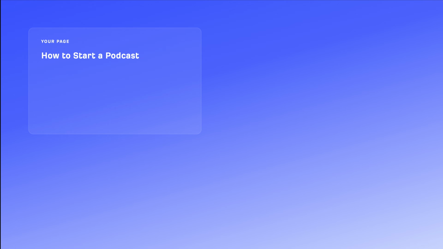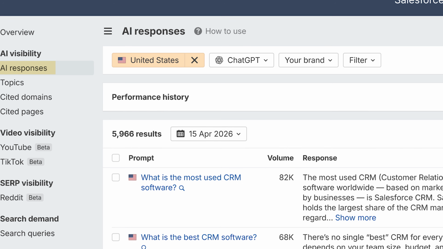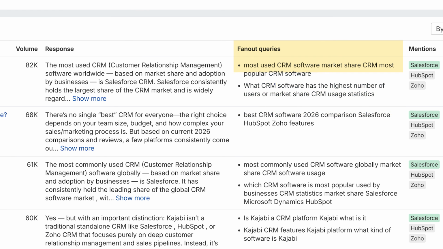Because if your page about how to start a podcast only covers the basics, but doesn't mention equipment, hosting, or promotion, the AI is going to find someone else's page that does. Now, you might be wondering, can I see these fanout queries? You sure can. In the AI responses report in Ahrefs Brand Radar, you can see the fanout queries for ChatGPT and Perplexity prompts. But there's an important caveat.